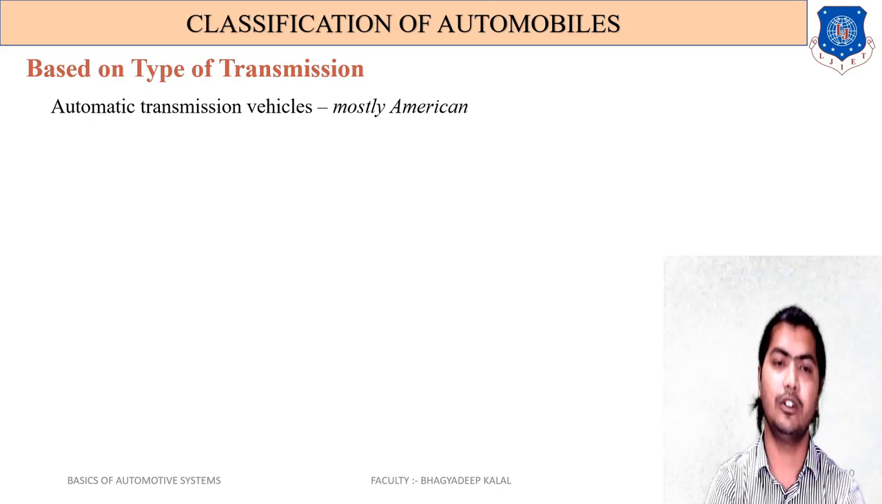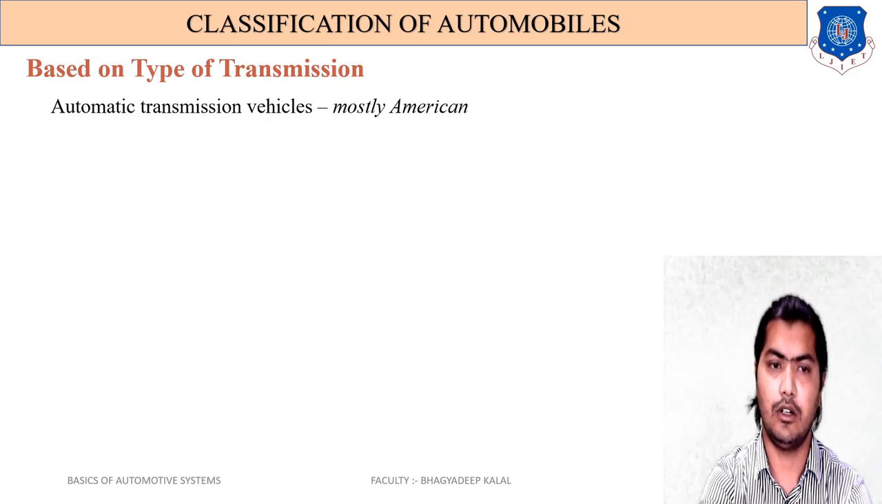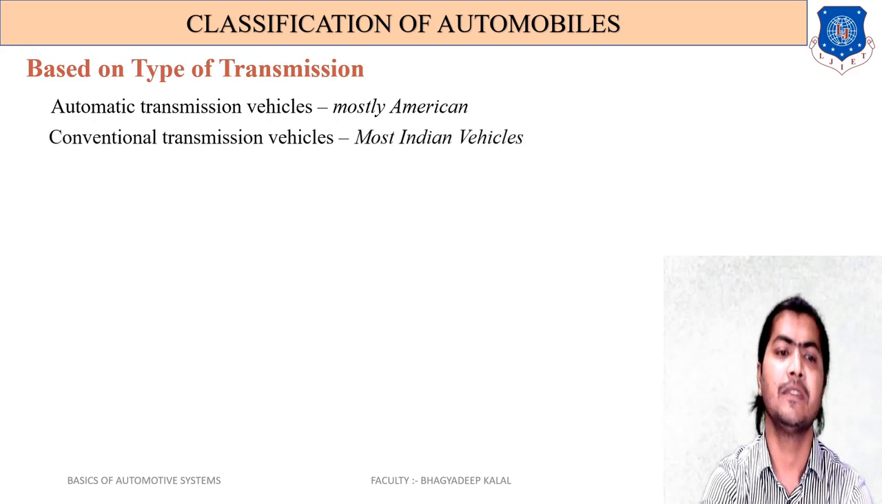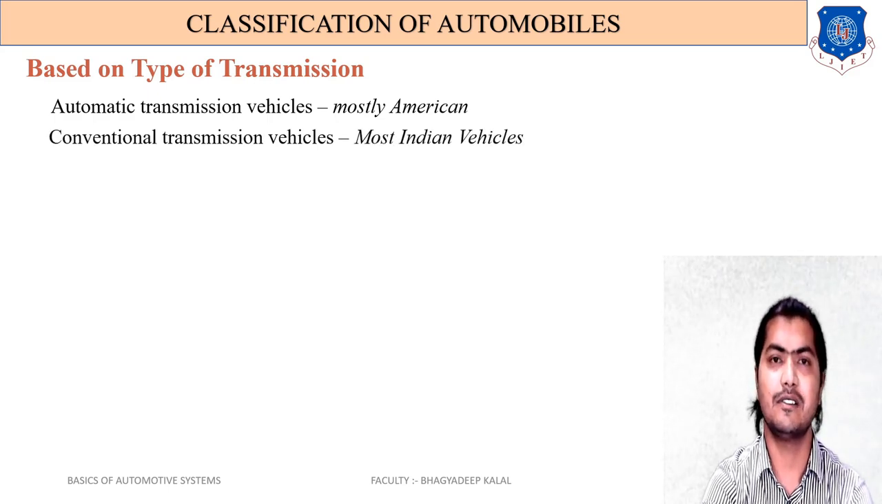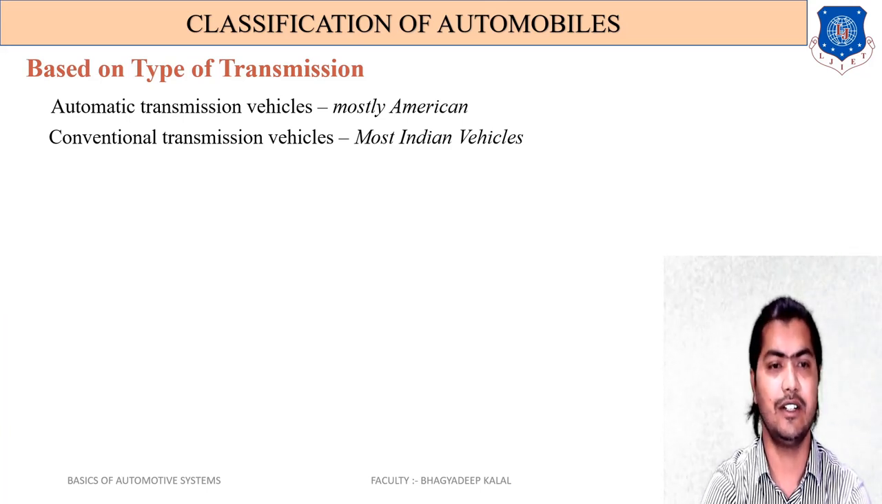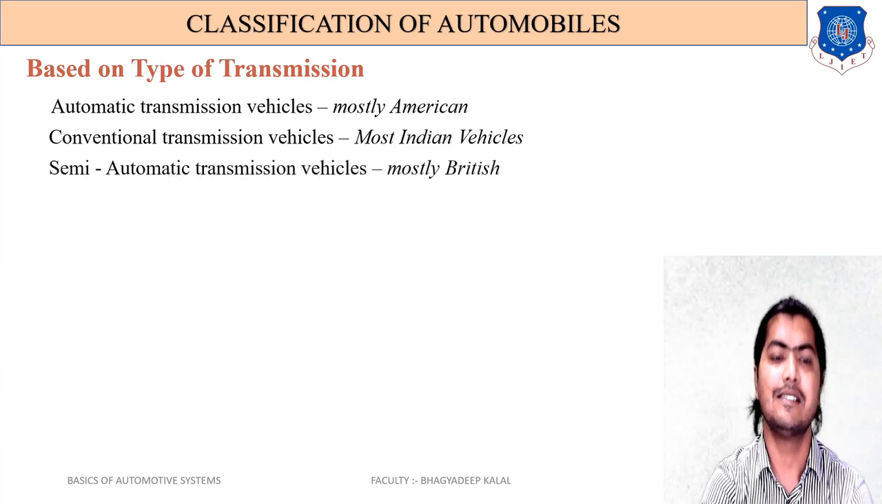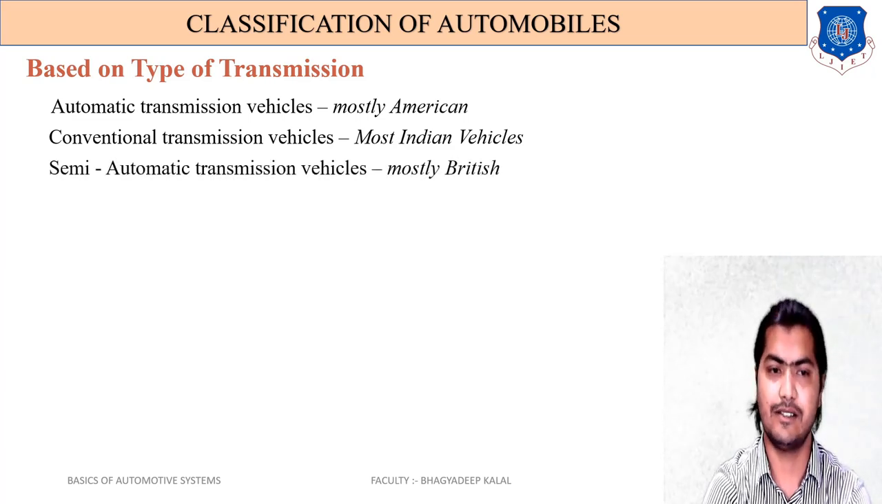In automatic transmission, torque converters and similar components are used. That's the automatic transmission vehicle. Next is the conventional transmission system. Nowadays Indians use the conventional transmission system; most Indian vehicles are conventional type. Then semi-automatic transmission system vehicles, mostly British vehicles, are semi-automatic transmission vehicles.